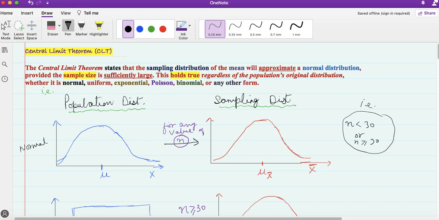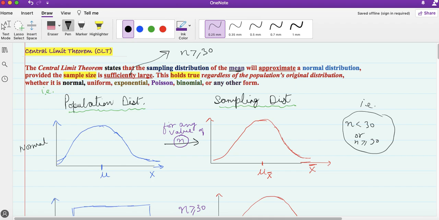The central limit theorem states that a sampling distribution of a mean will always approximate a normal distribution, provided the sample size is sufficiently large. Sufficiently large here means that n should be greater than or equal to 30, right? Now this also states that this result holds true regardless of the population's original distribution.